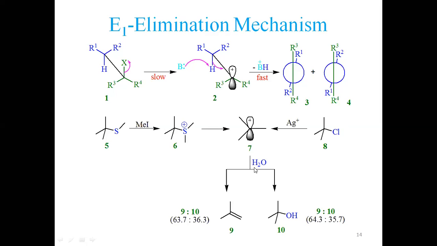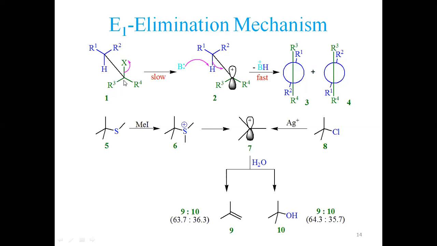If we proceed by the other mechanism, 9 and 10 have approximately the same ratio. You see here the ratio is 63.7 and 36.3. Here it is 64.3 and 35.7. They are very close to each other. It means they are generating the same intermediate. If you remember, the SN1 reaction proceeds with generation of an intermediate. This is an intermediate.